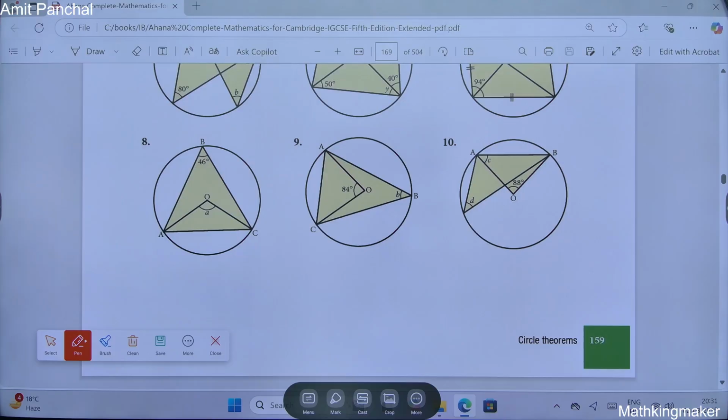Okay, you can see that chord AC is dividing this circle into 2 segments. So D is 88? How did you find D is 88? The two lines that make up 88 are being made at the center. Yeah, so it will be 44.